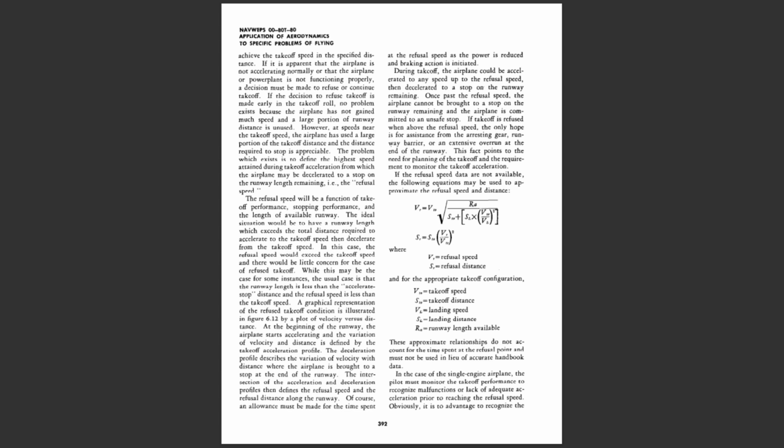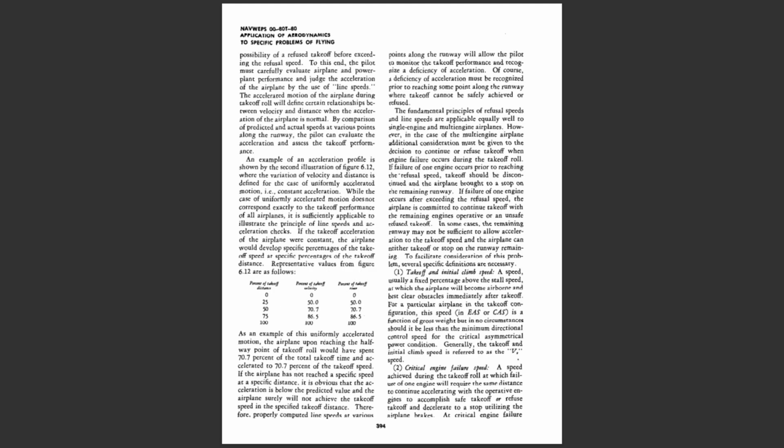In the case of the single-engine airplane, the pilot must monitor the takeoff performance to recognize malfunctions or lack of adequate acceleration prior to reaching the refusal speed. Obviously, it is to the pilot's advantage to recognize the possibility of a refused takeoff before exceeding the refusal speed. To this end, the pilot must carefully evaluate airplane and powerplant performance, and judge the acceleration of the airplane by the use of line speeds.